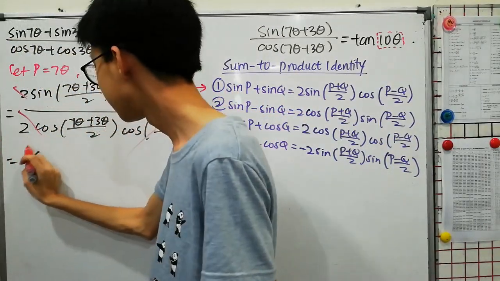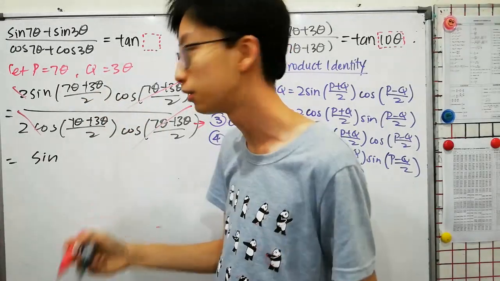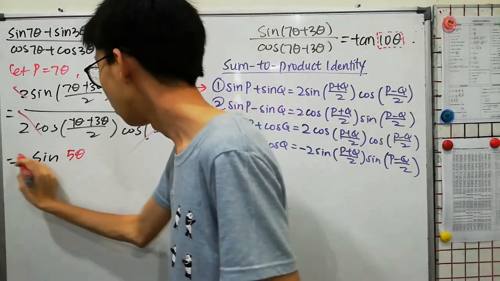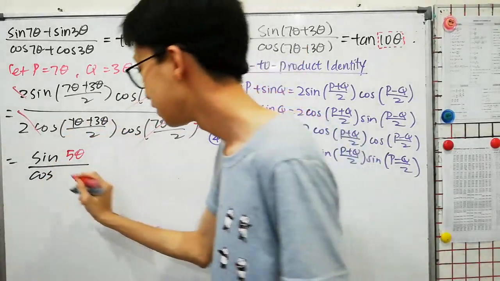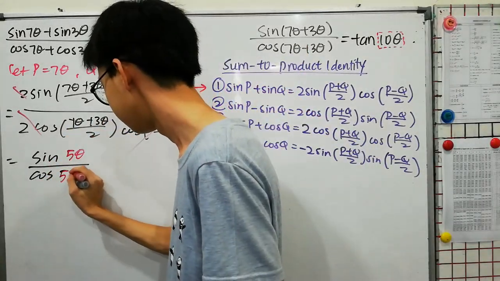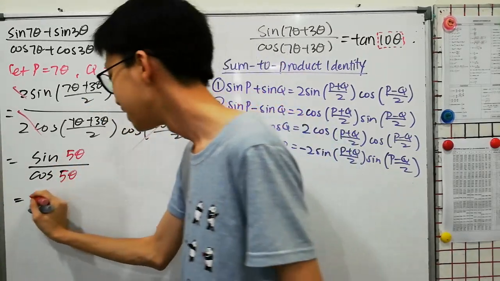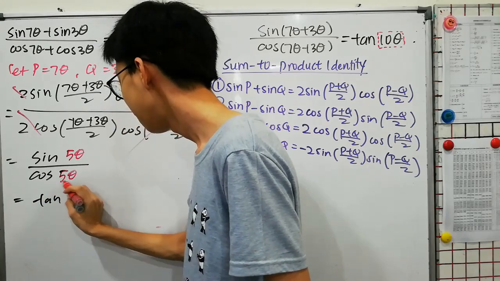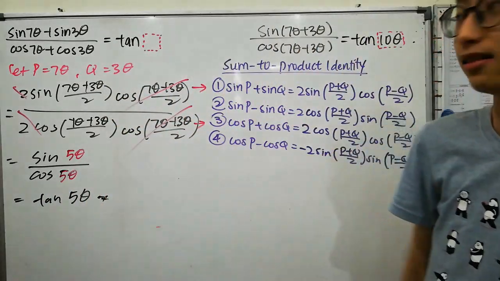Equals sine of 7 theta plus 3 theta, which is 10 theta, 10 theta divided by 2 is 5 theta, over cos of 7 plus 3 is 10, 10 divided by 2 is 5 theta. Equals sine over cos with the same angle. It is tangent 5 theta, and we are done.